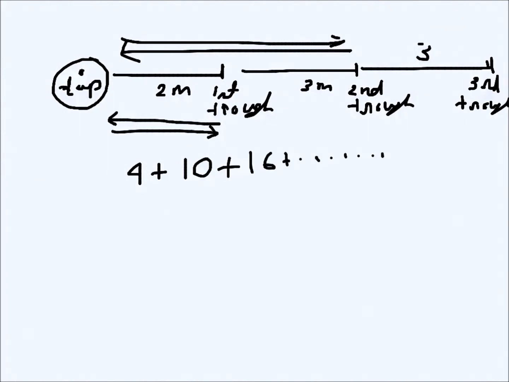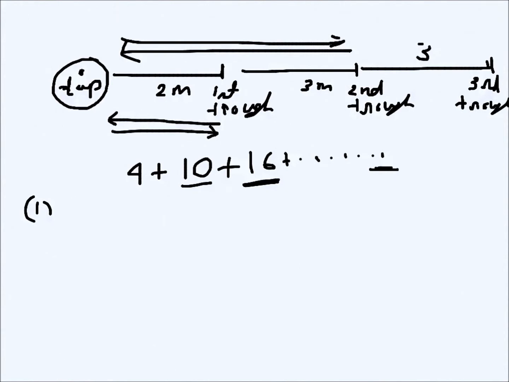The first question is, how far does she have to walk to fill the kth trough? So what is the kth term? Because for the third one she has to walk this much, and for the second one she has to walk this much. If we can find the kth term, we know how far she has to walk to fill up the kth trough.